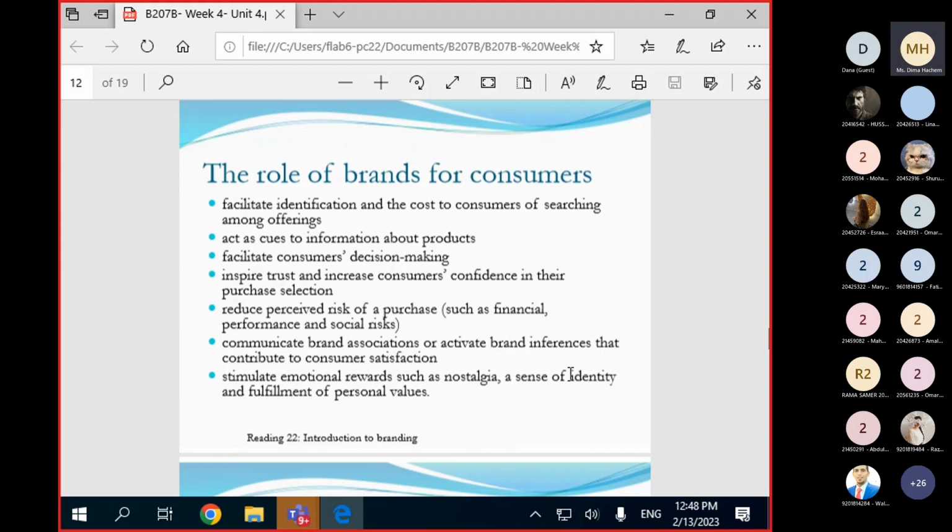Okay? They try to convince their consumers that by buying these expensive clothing or shoes or bags or watches or whatever, it gives their consumers the sense of fulfillment and identity that they belong to a certain class in their society, right? So all of this is psychological effects by brands.